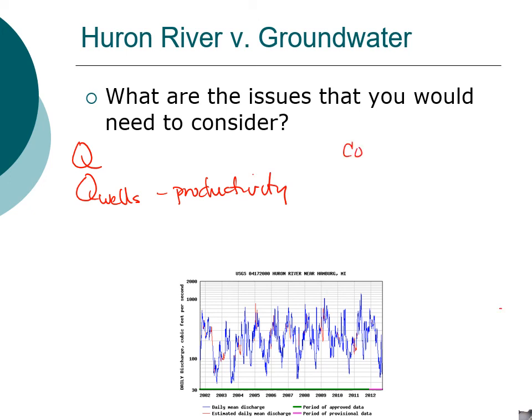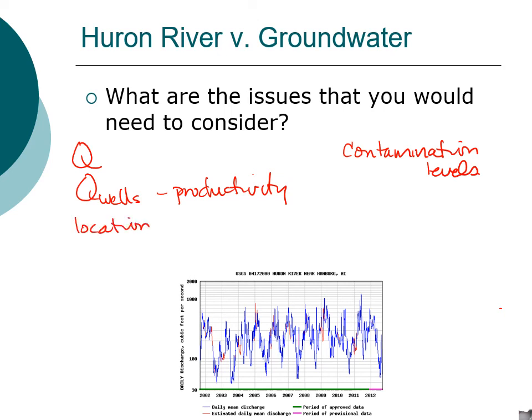We need to think of contamination levels. One of the challenges that Ann Arbor, for instance, is dealing with in the Huron River is PFAS in the surface water system. They've actually been dealing with 1,4-dioxane in the groundwater system. So those contamination issues play a significant role in thinking about, well, which system do I use?